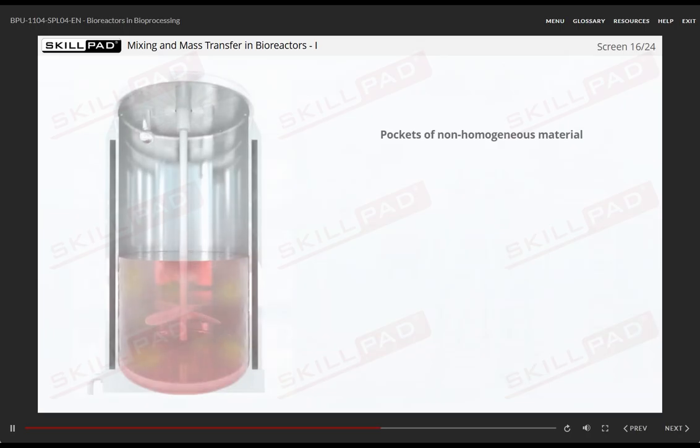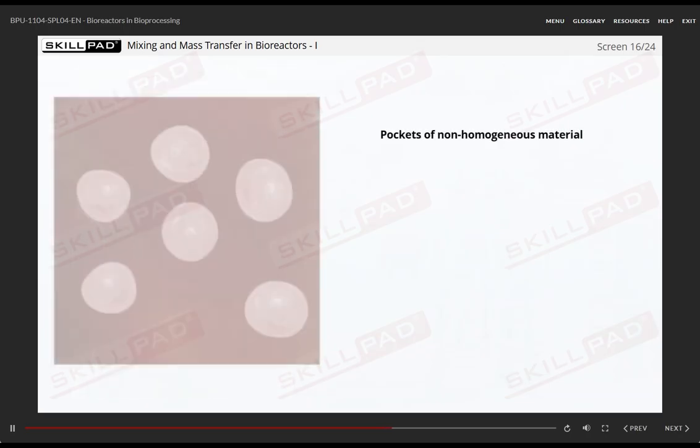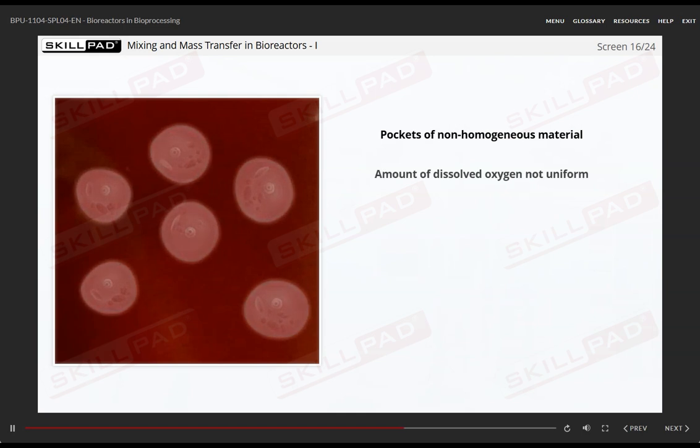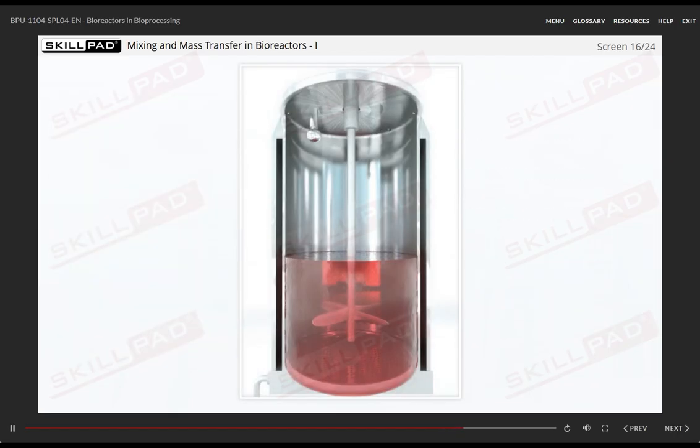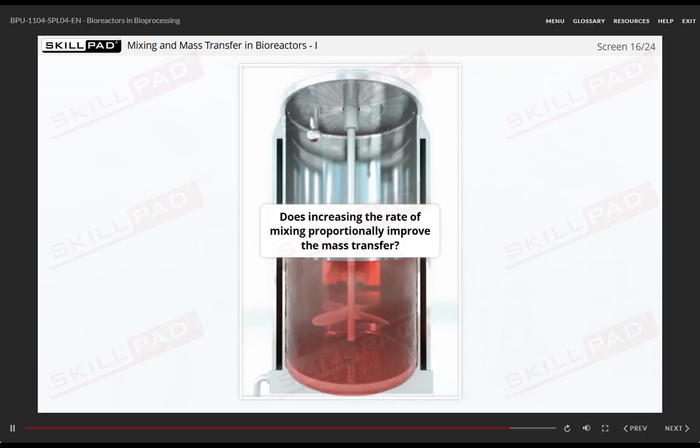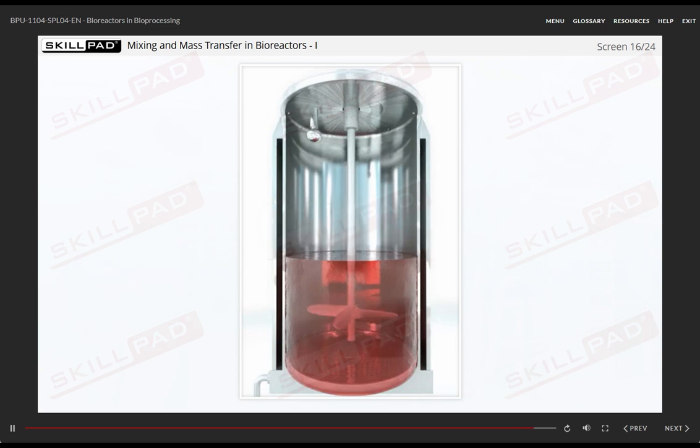on. If there were pockets of non-homogeneous material inside the bioreactor, if the amount of dissolved oxygen was not uniform, or if there were temperature hotspots or cold spots, then it is likely that some cells would not be able to function optimally. The agitation system in a bioreactor ensures that there is even mixing of the nutrients and cells in the vessel. But does simply increasing the rate of mixing or agitation proportionally improve the mass transfer? Let's look at the effects that mixing has on a bioreactor's performance.